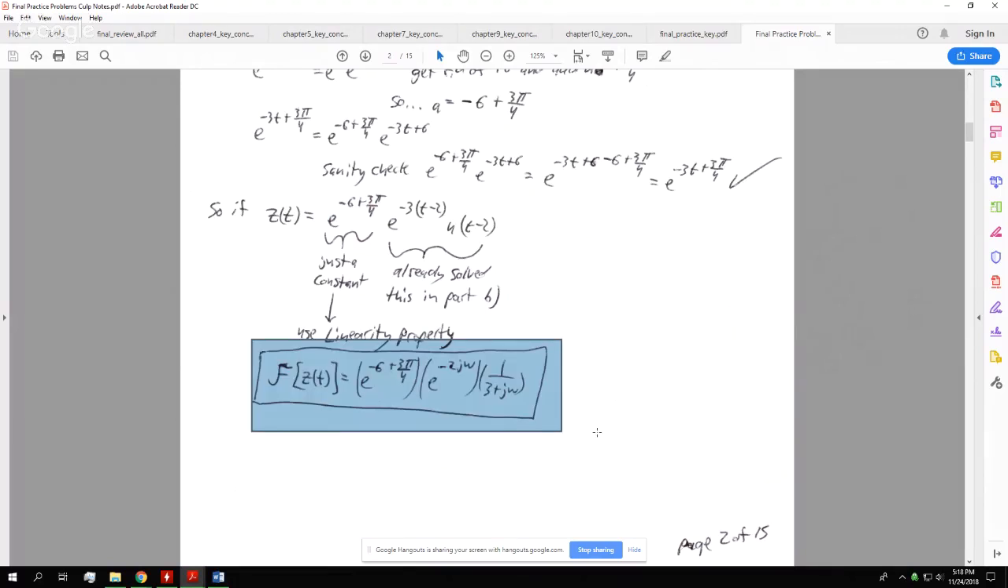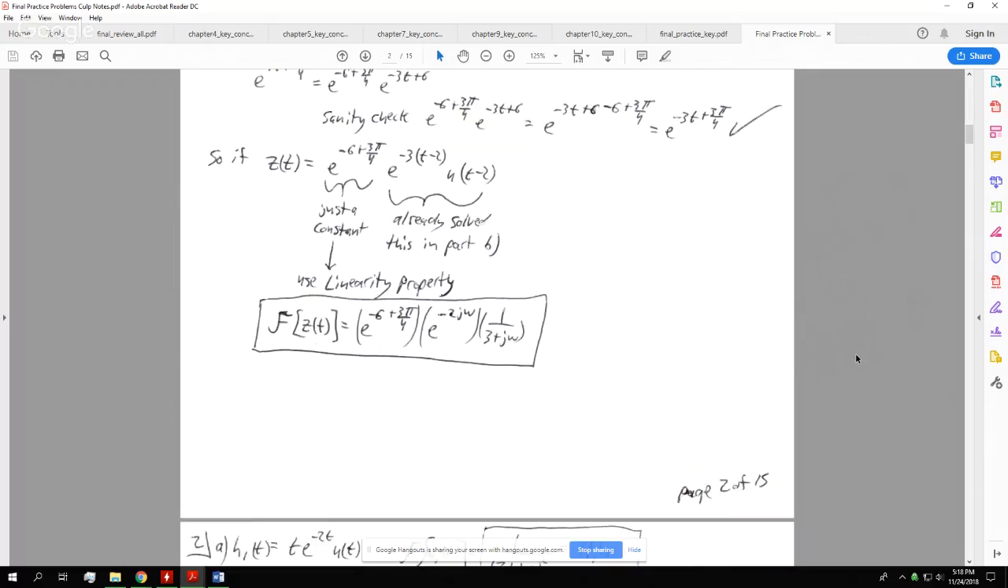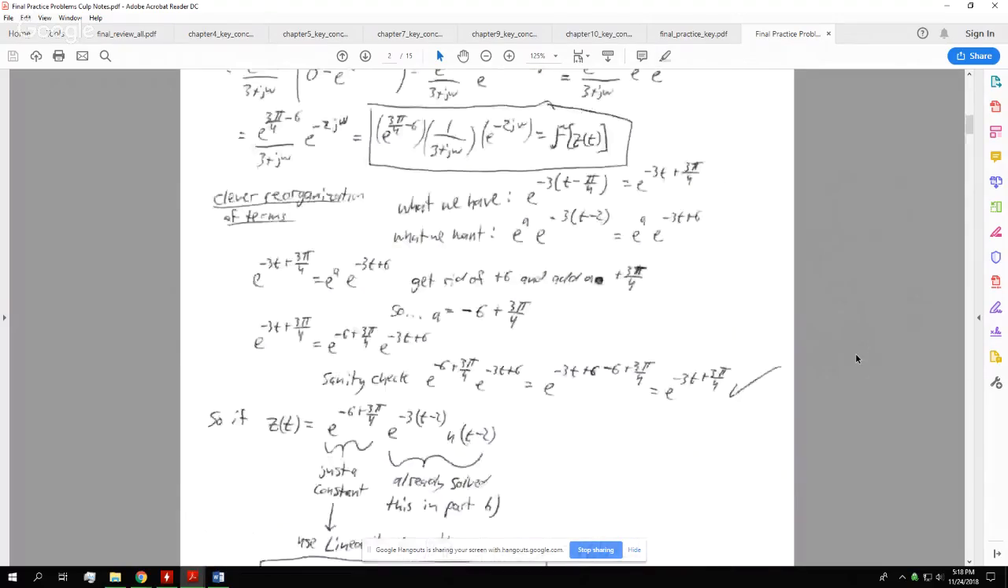And you can see that it matches our final result from when we did it by hand using the definition of a Fourier transform. So we have the same three terms: the 1 over 3 plus j omega, which is our basic transform pair; the e to the minus 2 j omega, which is our time shifting addition; and then just some weird number that came out. That was because of this e to the a that we created so that we could use the time shifting property. Hopefully that makes sense. And that's it for number 1.